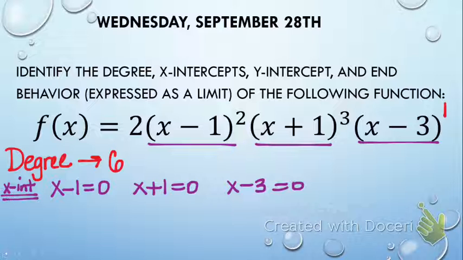So you would get, what would be your first x-intercept? 1, 0. Your second x-intercept? Negative 1, 0. And your third x-intercept? 3, 0.